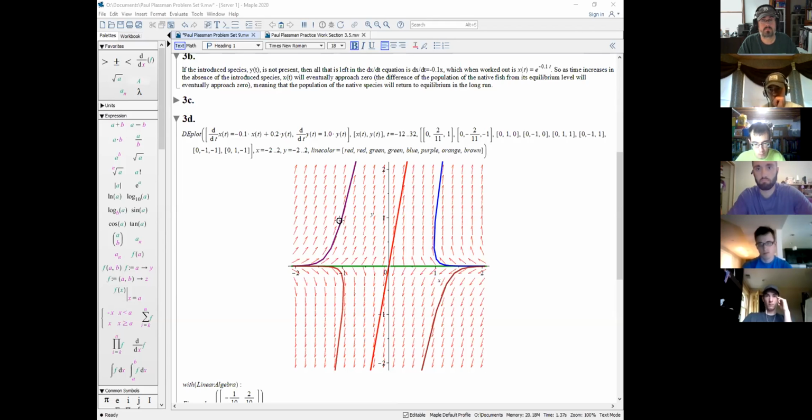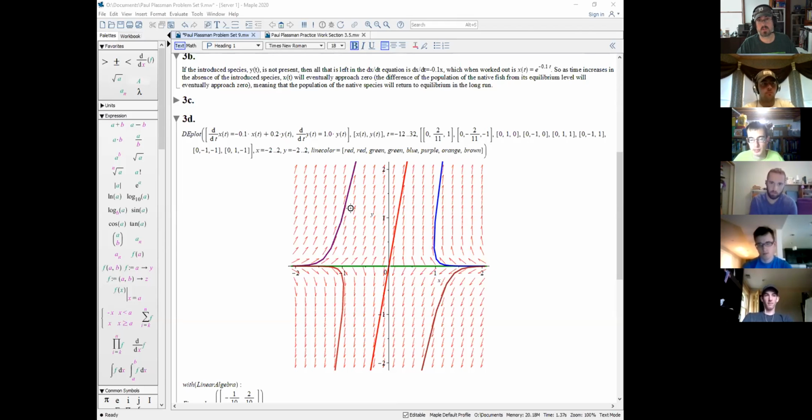It's not a trick question. So what does X represent again? Remember in this problem, the difference of the population of the native fish from equilibrium. So positive values are okay, but so are negative values for X, right? So I guess anything across the y-axis, on both sides of the y-axis, is fair game. How about above or below the x-axis?